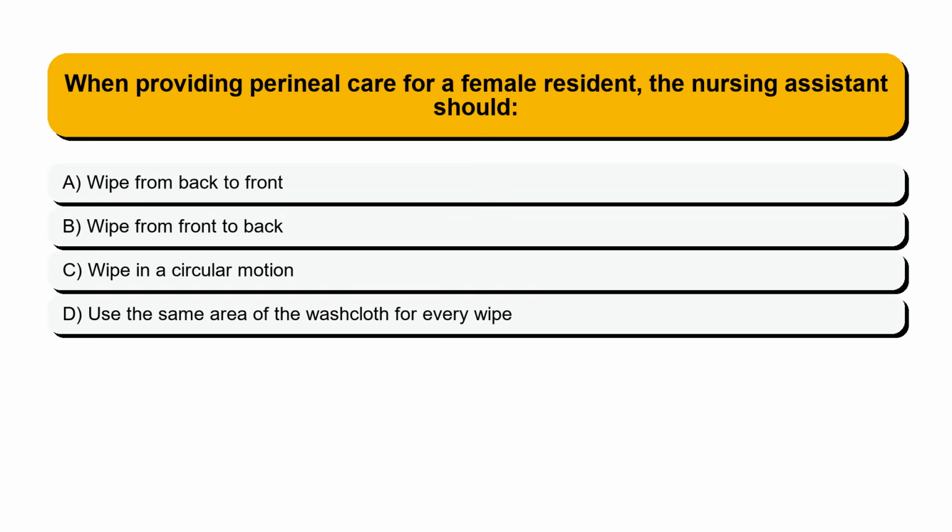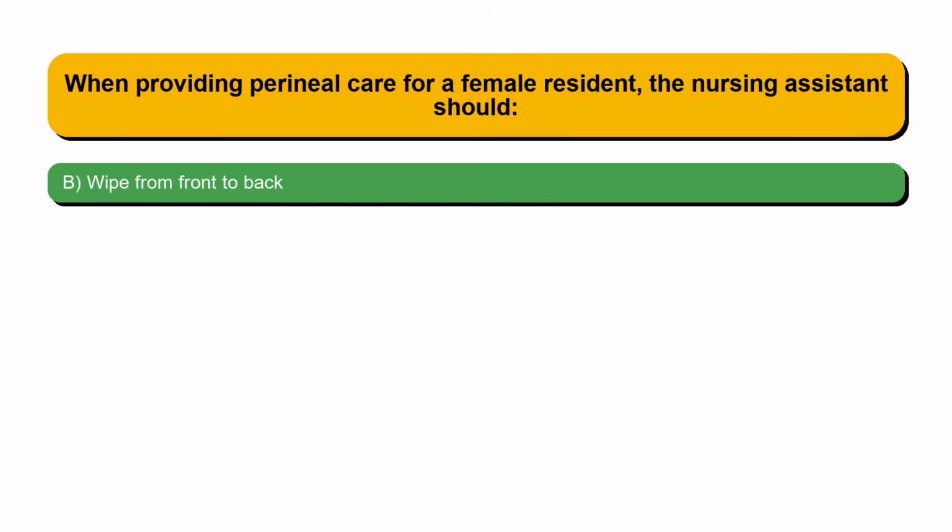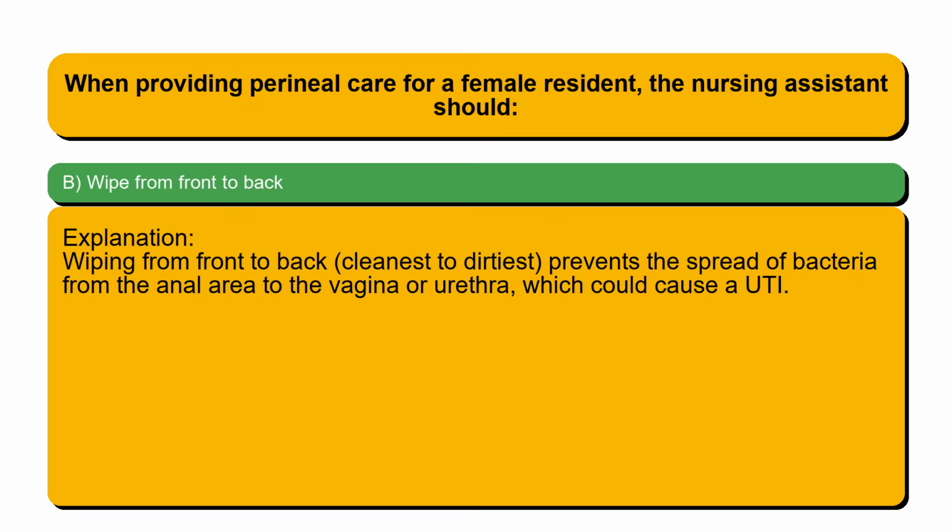Question 31. When providing perineal care for a female resident, the nursing assistant should: Option A, wipe from back to front. Option B, wipe from front to back. Option C, wipe in a circular motion. Option D, use the same area of the washcloth for every wipe. The correct answer is option B, wipe from front to back. Wiping from front to back, cleanest to dirtiest, prevents the spread of bacteria from the anal area to the vagina or urethra, which could cause a UTI.